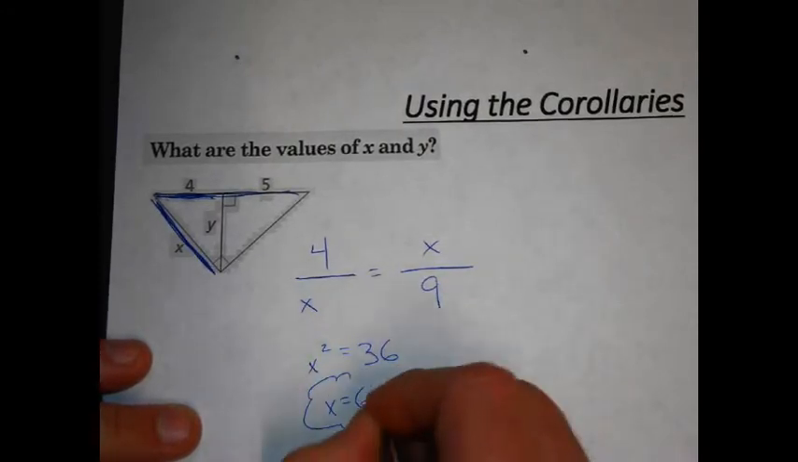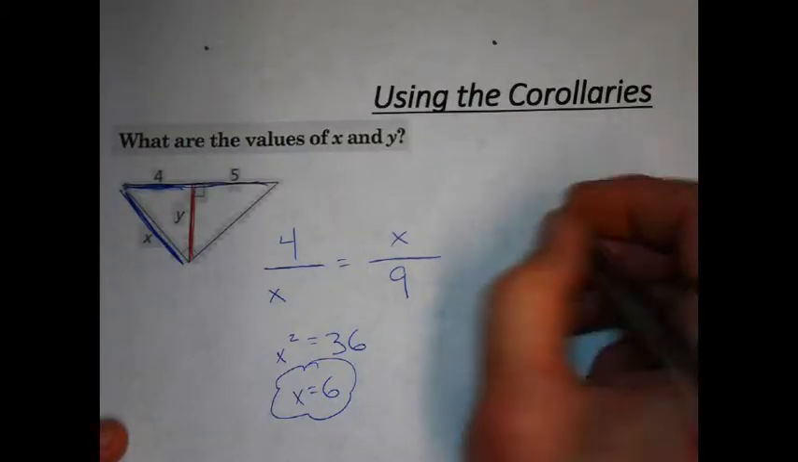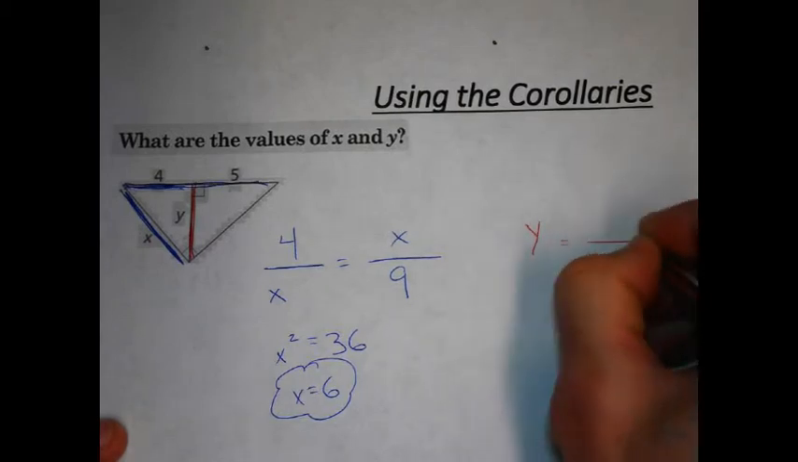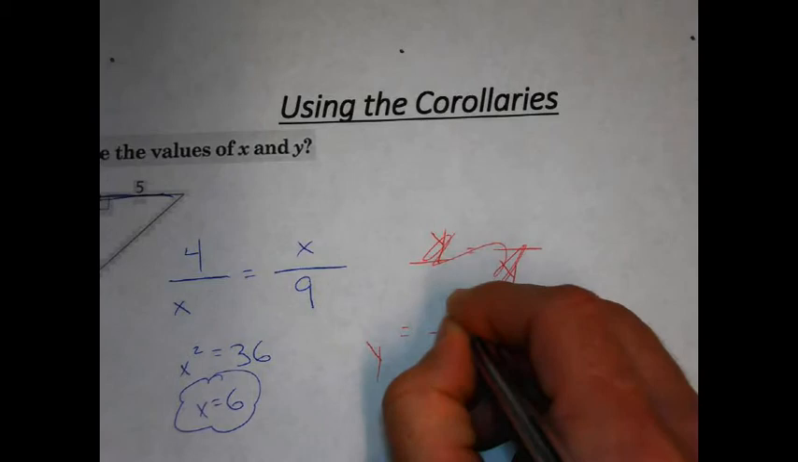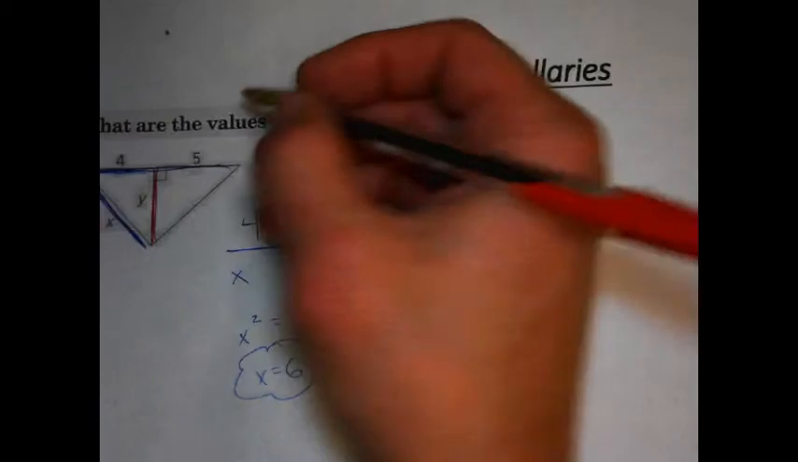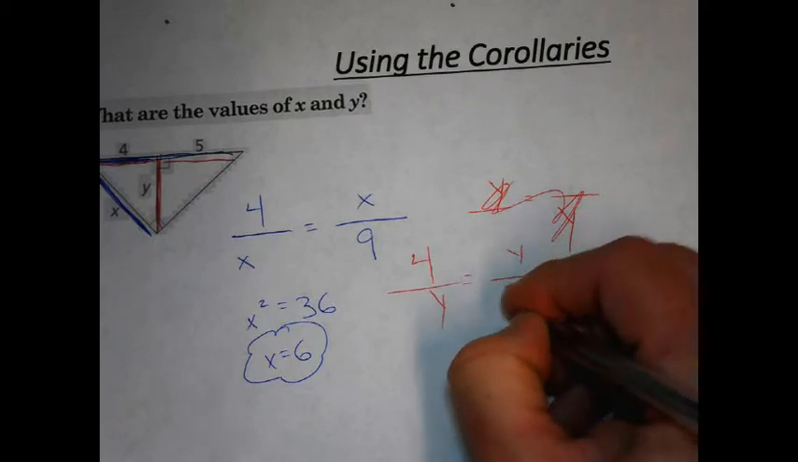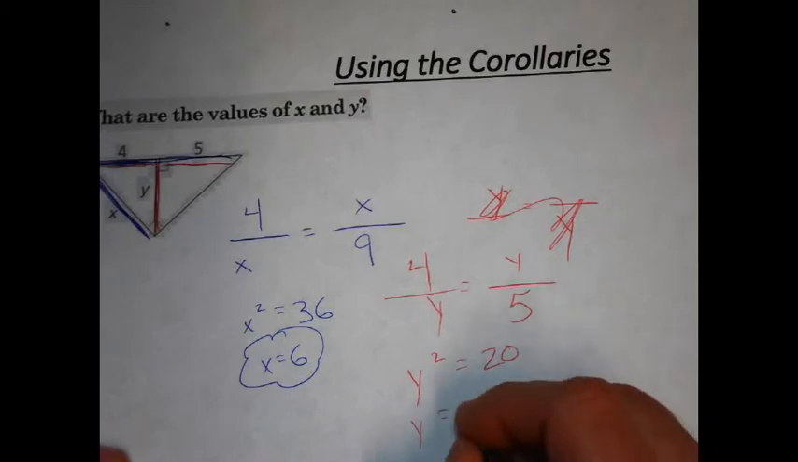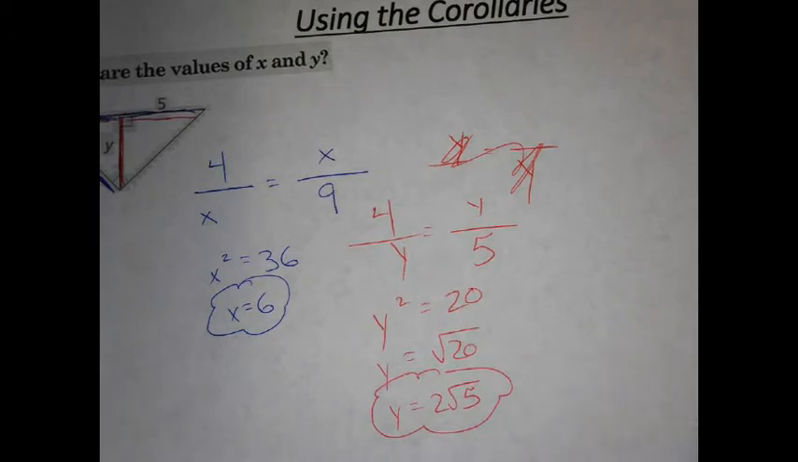Not bad, right? Pretty easy. What about y? y is an altitude as well, and if y is an altitude, it is a geometric mean. So we can set up our proportion such that y is the geometric mean. What does it touch? y can touch 4. y can touch 5. Cross multiply. y squared equals 20. Simplify. y is equal to the square root of 20, which means y is equal to 2 times the square root of 5. And we have now found the value of x and y.